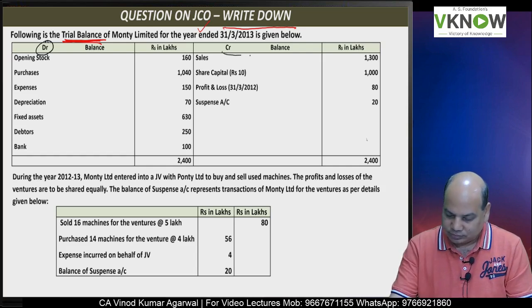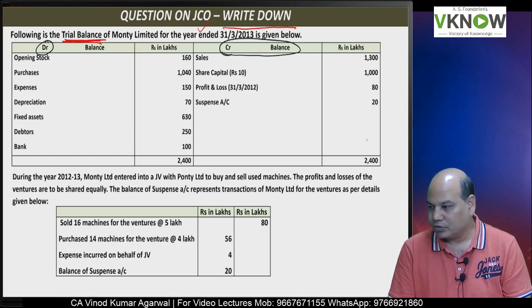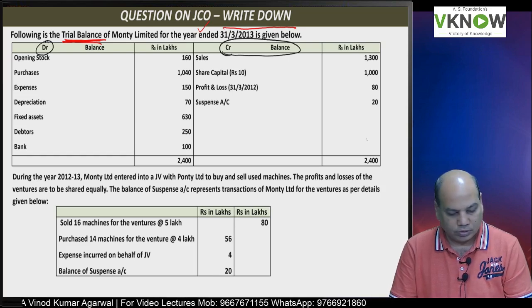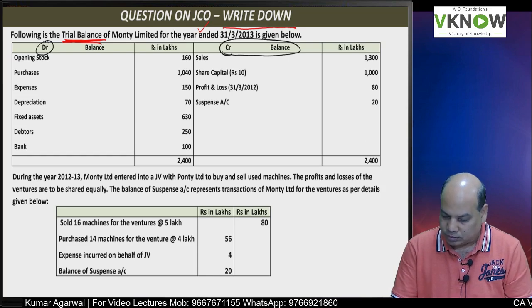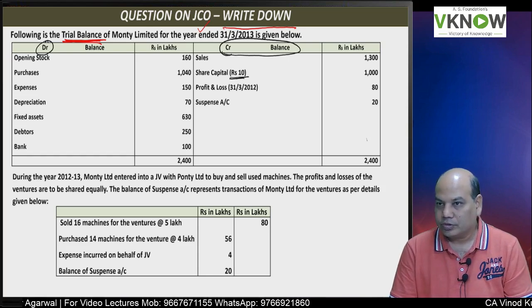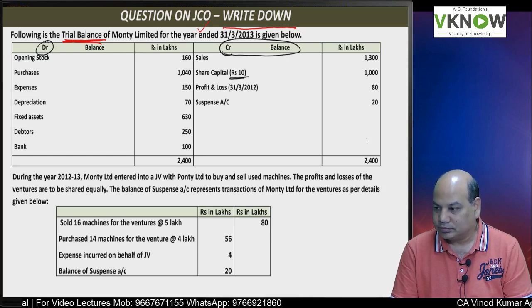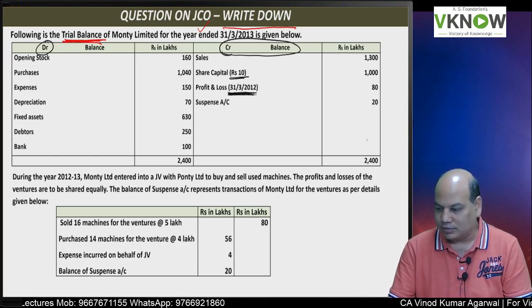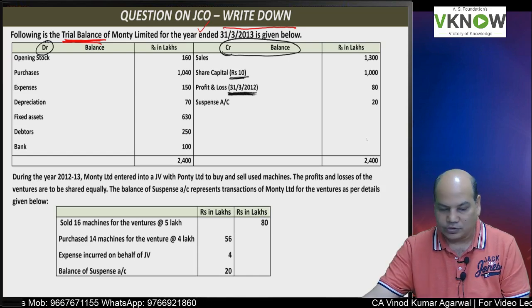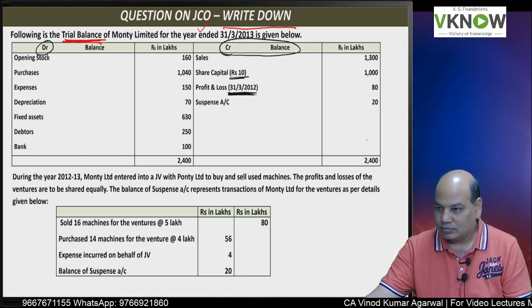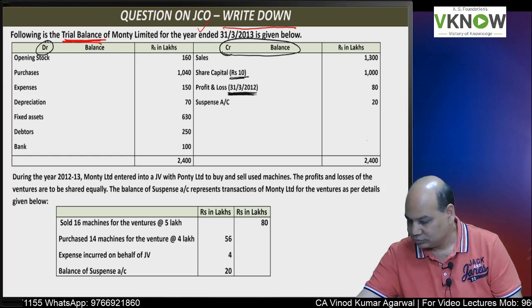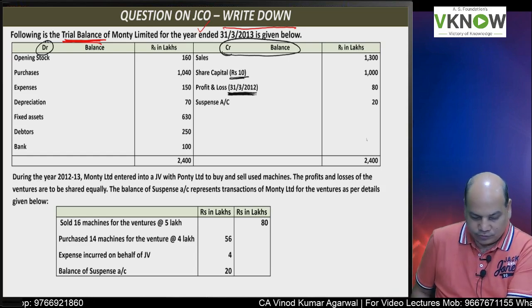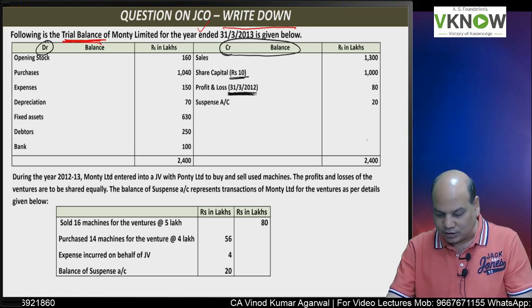Credit balance side, write down fast: sales 1300, share capital 1000 in bracket of rupees 10 each, share capital rupees 10, profit and loss account 31st March 12, 80, suspense account 20, total 2400.